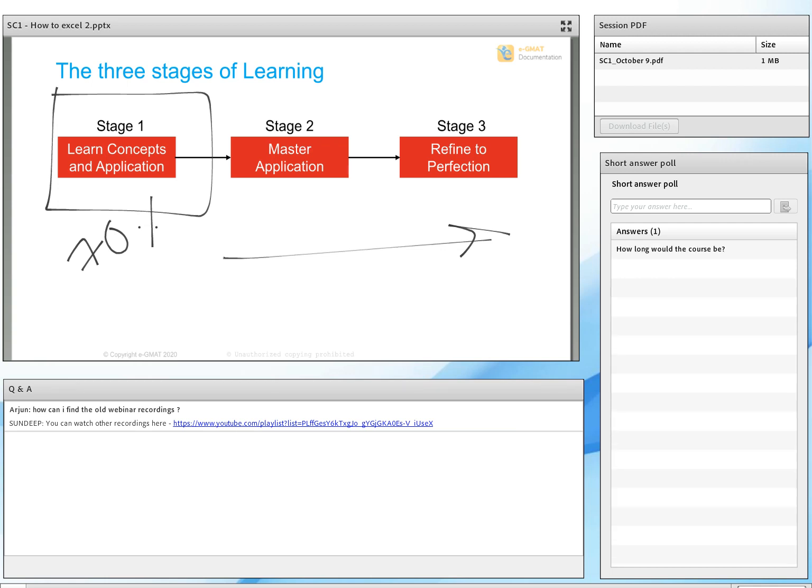Also, this allows people to ace sentence correction or any other subsection in about 40% less time than you'd use with any other method to get there. Okay.